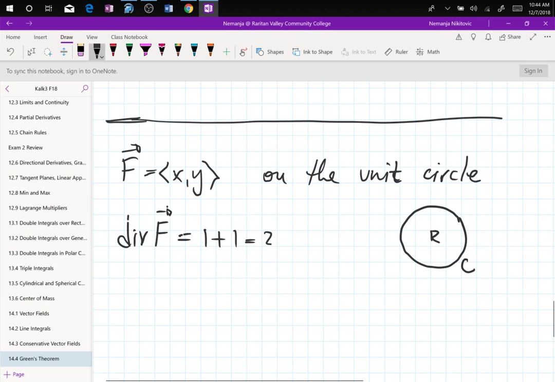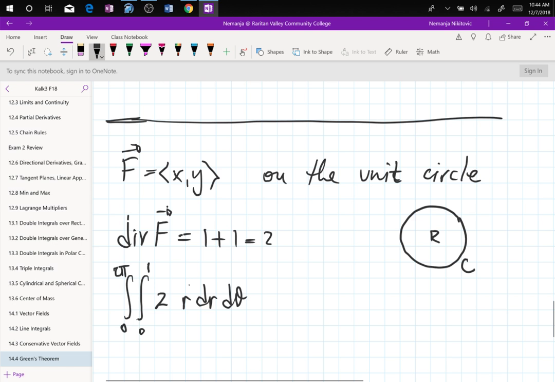So to calculate, I'll just use the double integral of 2 r dr d theta, 0 to 2 pi for theta because it's the full closed circle, and then the radius is 0 to 1 because it's a unit circle. R dr d theta is the setup for polar double integrals, so r is built in.